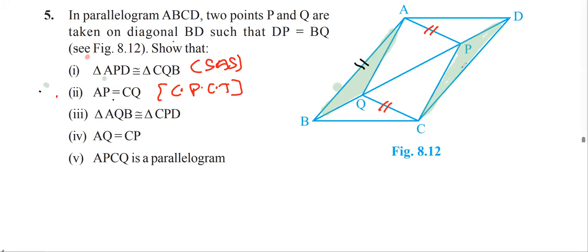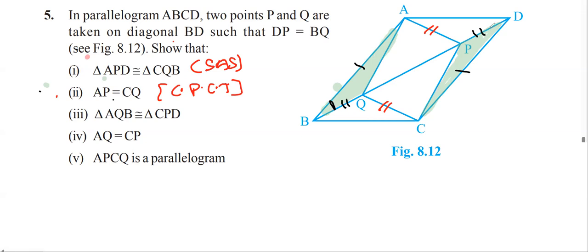So here also you can see that AB is equal to CD. Why? Because they are opposite sides of a parallelogram. Further, you can say the length BQ is equal to DP, and that is from given. And this angle is equal to this angle, that is angle ABQ. Sorry, we did something wrong.